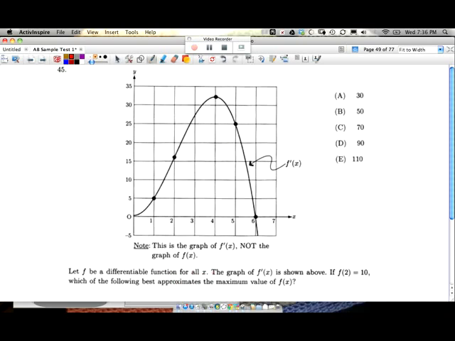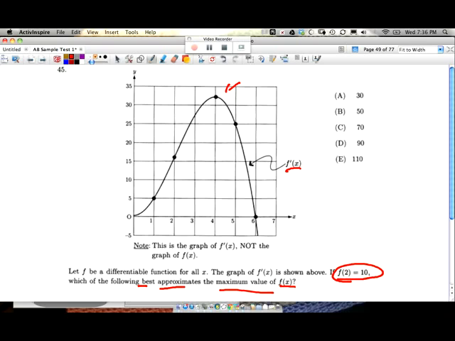Let f be a differentiable function for all x. The graph of f prime of x is shown. If f of 2 equals 10, which of the following best approximates the maximum value of f of x? Okay, this is f prime of x.